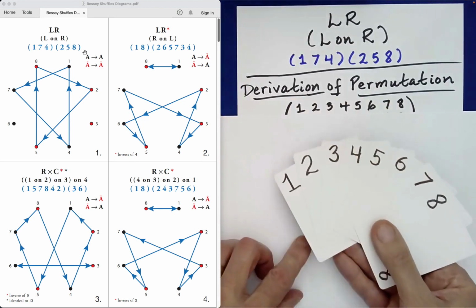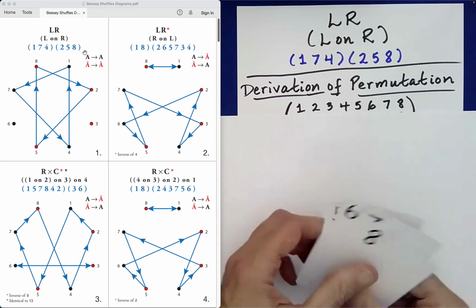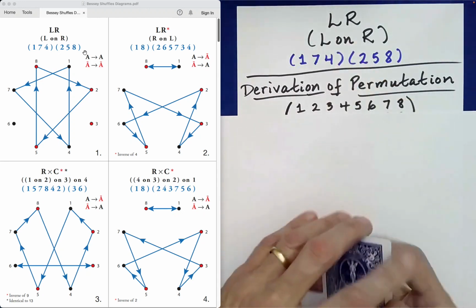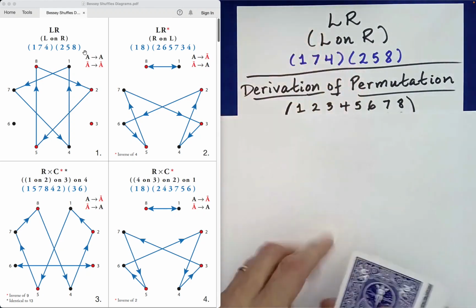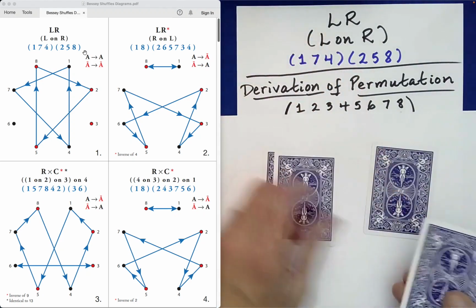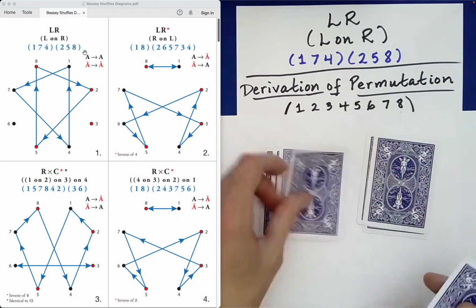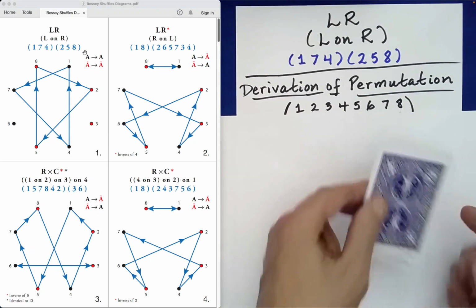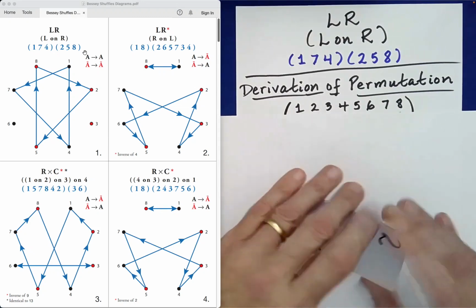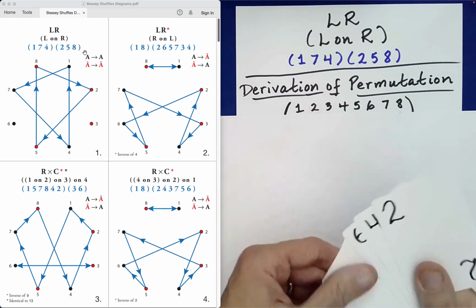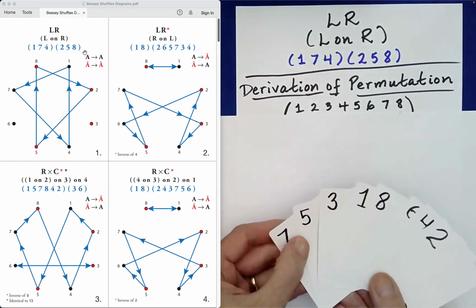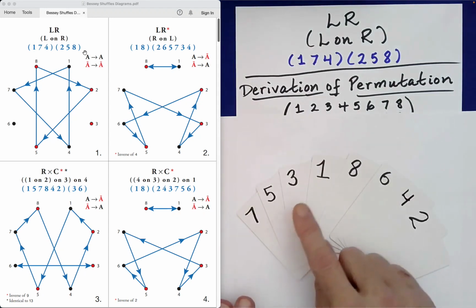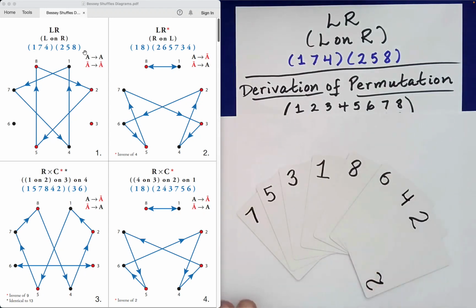Okay, now what you do to find the permutation associated with that shuffle is you turn the cards over and you perform the shuffle. So we're going to do a left-right with stacking left pile on top of the right. Very good. That is the shuffle. What is the new ordering brought about because of that shuffle? Well, let's take a look. Okay, let me just put this down so you can see it. So it's 7, 5, 3, 1, 8, 6, 4, 2.